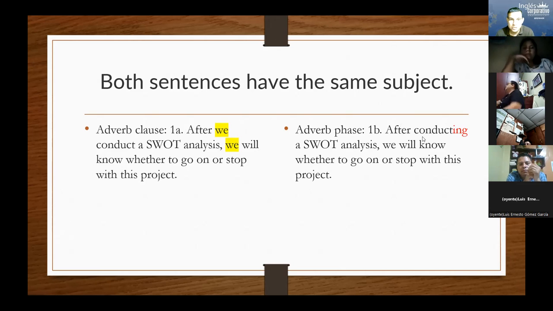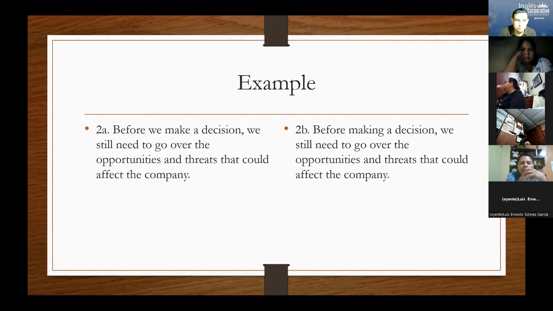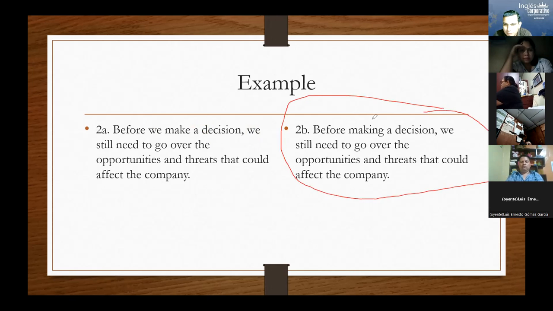The first rule to reduce the adverb clauses: both sentences have to have the same subject. If they are different, we can't reduce. Example: before we make a decision, we still need to go over the opportunities and threats that could affect the company. Here we have the same subject, we, and here is the same subject. So we can reduce the clause: we eliminate this, and we add ing. Before making a decision, we still need to go over the opportunities.